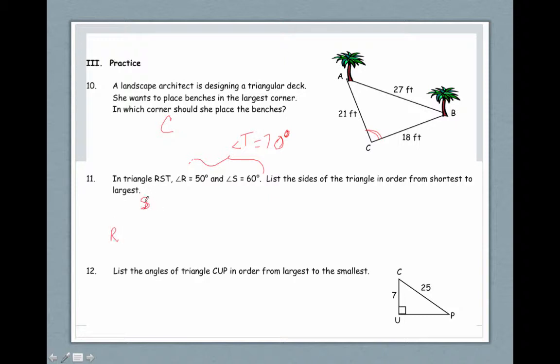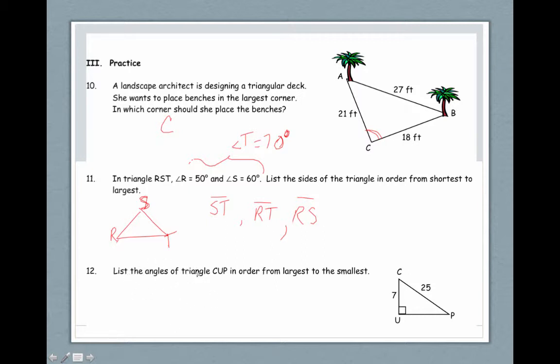I'm not going to draw this to scale, I just want to point something out here. If the corners are R, S, and T, the side opposite R is the line segment ST. Opposite S is the line segment RT. Opposite T is the line segment RS. So we want them in order from shortest. The smallest angle is R, so ST will be the shortest side. The next one is S, so RT. And the next one is T, so RS. And it wouldn't matter if you put TS, TR, SR, like that either.